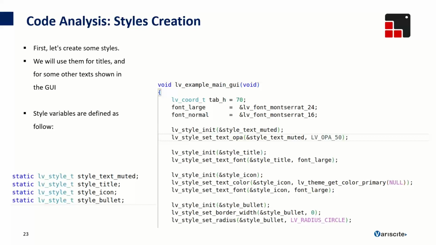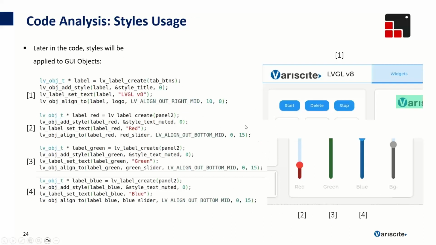The title style will apply a large font. The font is the one that you can see in the code, the Montserrat 24, and this specific style will apply this specific font, the font large. For the icons, we will set a primary color, and we will also apply the text style as large. Finally, for the bullet, we will set the border to 0, and we will apply a specific radius to the bullet. Let's see how this will show.